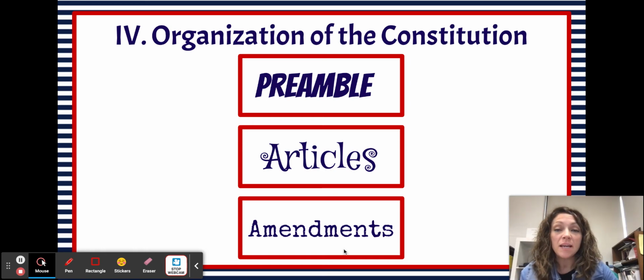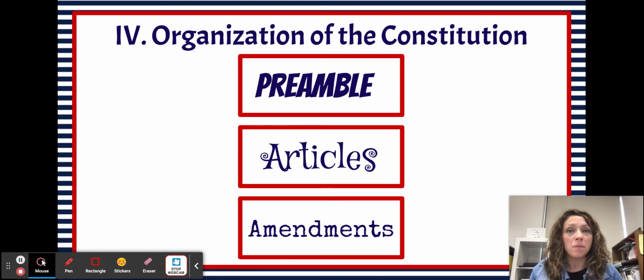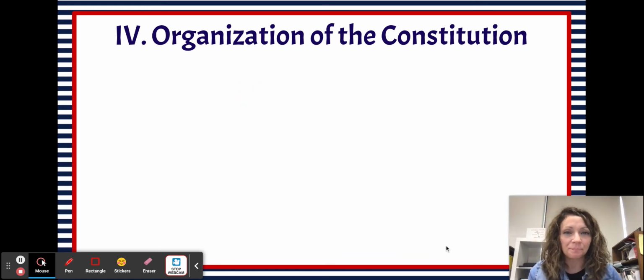The third section is the amendments. And an amendment in general, if we're just talking about an amendment to something, is a change or an addition. Okay. So in our Constitution, all of our amendments are changes or additions to the Constitution. So there are 27 amendments, and the first 10 are known as the Bill of Rights. Remember those two things, and you'll be good to go.